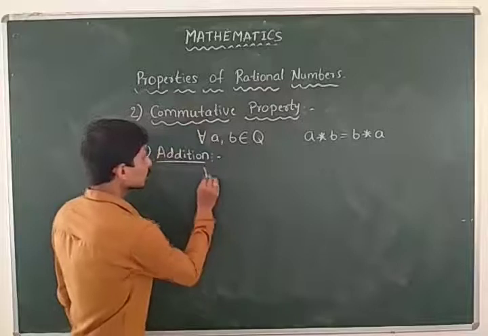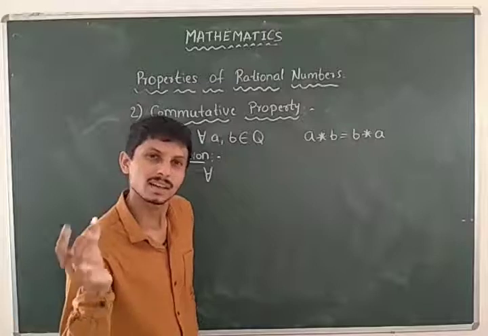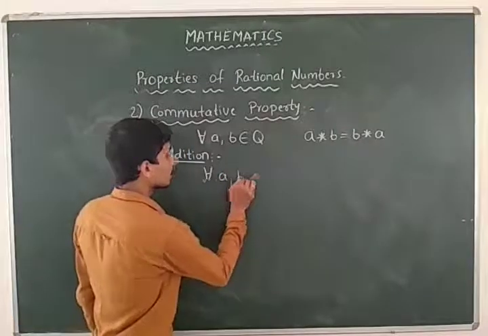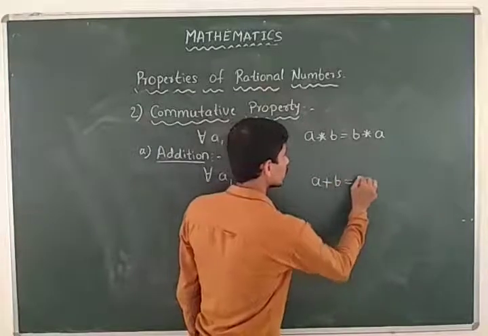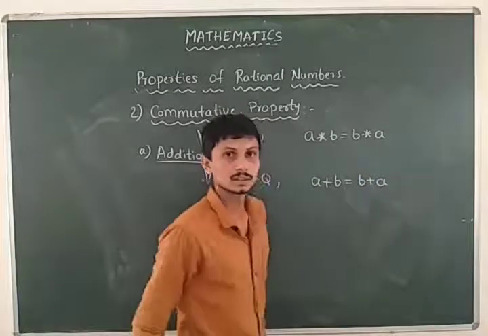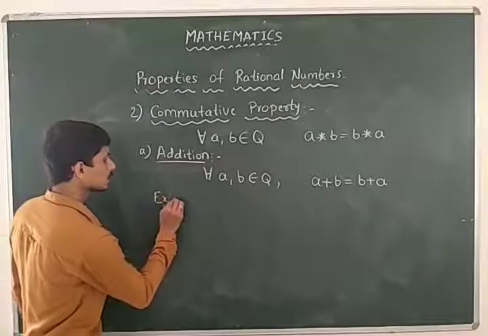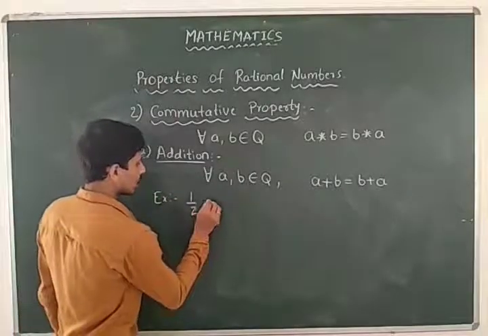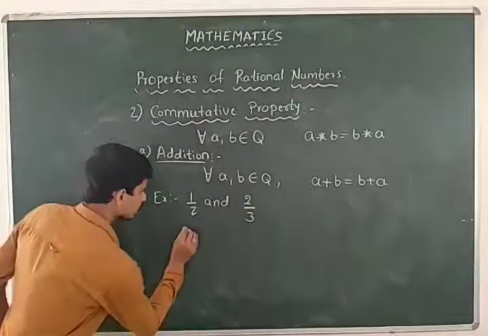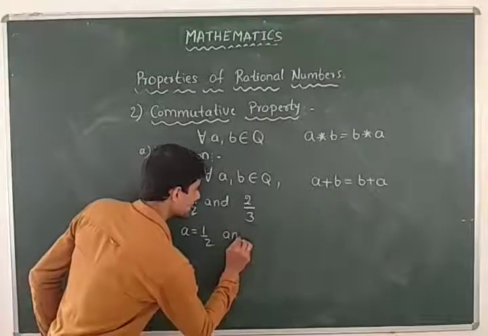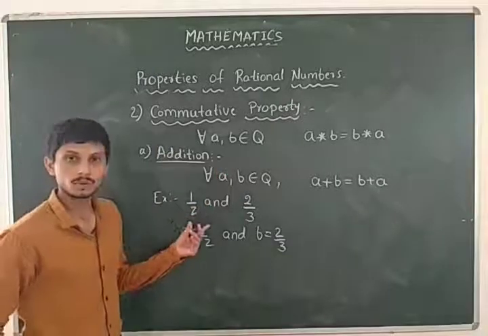For addition, we take two numbers from the rational number set. Let us say a and b, so a, b belong to the rational number set. Then a plus b is equal to b plus a. Let us take some examples. For example, 1 by 2 and 2 by 3. So a is equal to 1 by 2 and b is equal to 2 by 3.